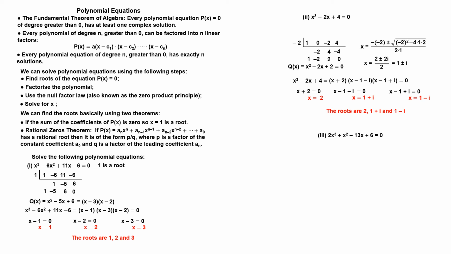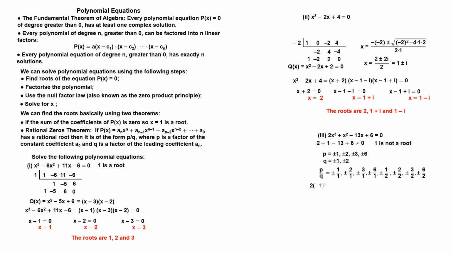Let's solve this equation. We can see that the sum of the coefficients is not 0, so 1 is not a root. Let's find the rational roots. Write the factors of the constant coefficient and the factors of the leading coefficient. So p divided by q can be the following rational numbers.